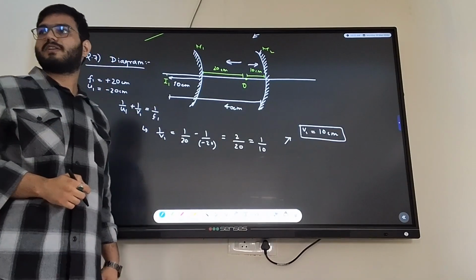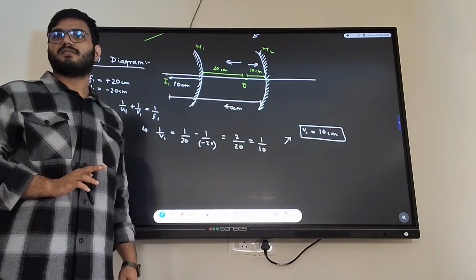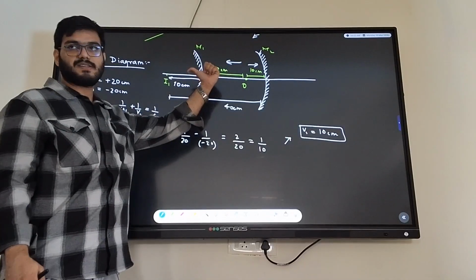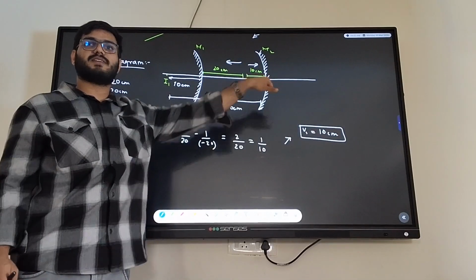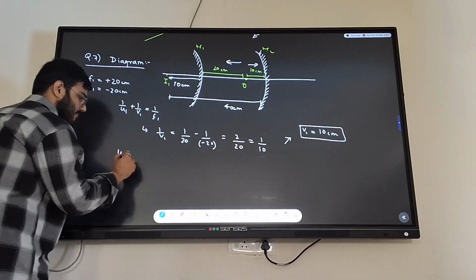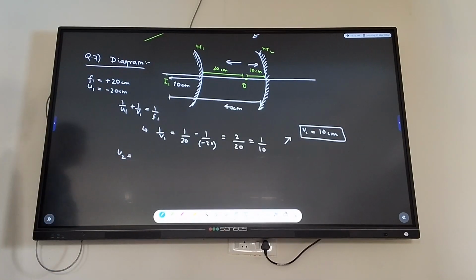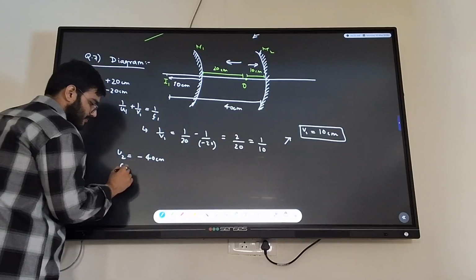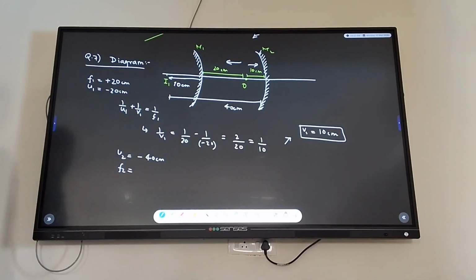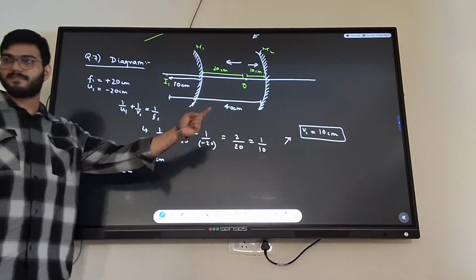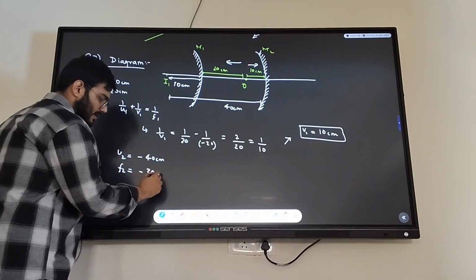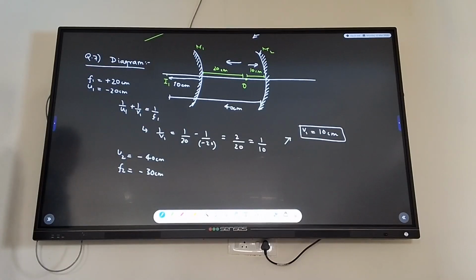So this is the first question where we are going to switch the sign conventions. But this is all in accordance with the direction of incident ray. For M1, this is the direction of incident ray. For M2, this is the direction of incident ray. So can you tell me what is U2 now? Object distance, it's going to be minus 40, right? What about the focal length F2? Should it be plus or minus? Should be minus, right? Minus 30.